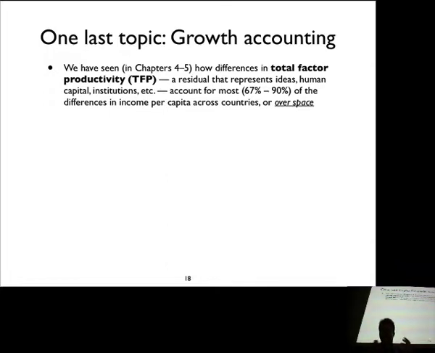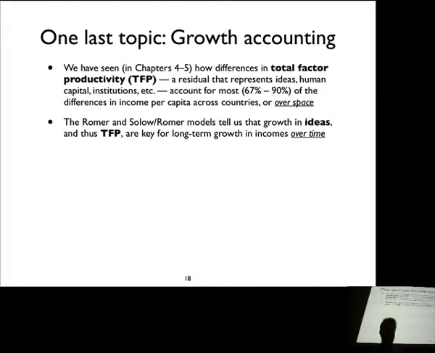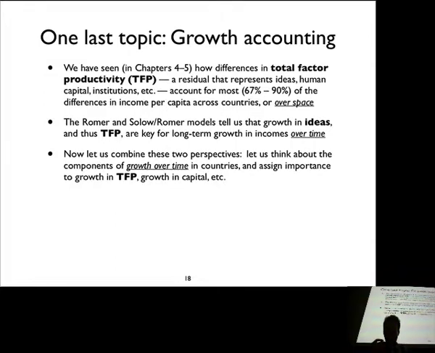And this sort of matches up with the story that we have seen, that over time, that's what the Romer and Solow growth models are about. For a particular country over time, its ideas and total factor productivity are key for long-term growth in incomes. So let's think about the combination of these. Let's think about different countries and their growth rates over time and look at the importance to growth of total factor productivity, capital, and labor.